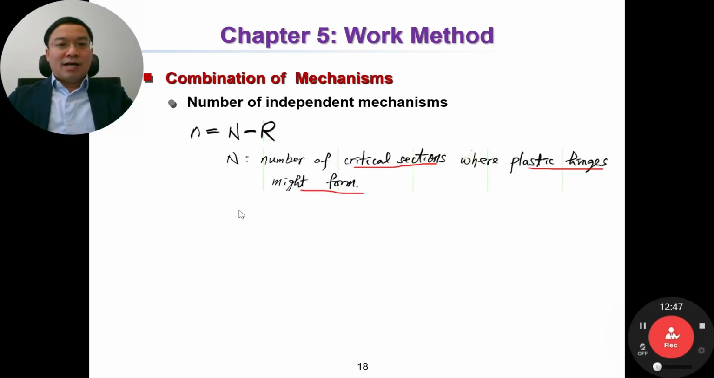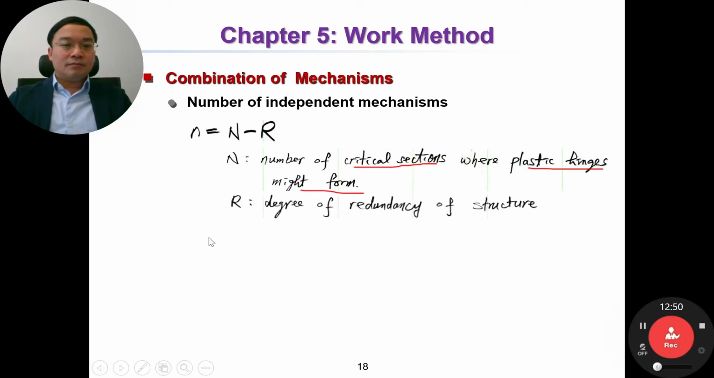And what is r? r is the degree of redundancy of the structure.